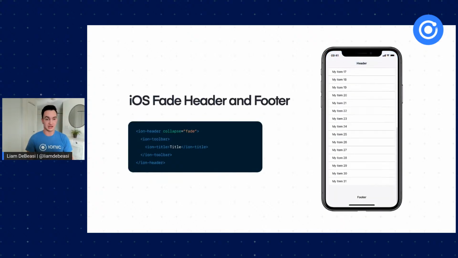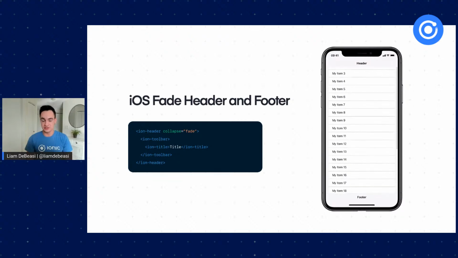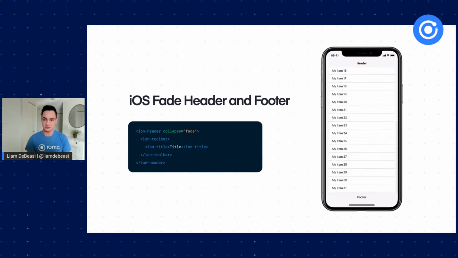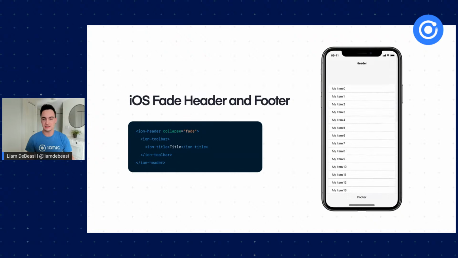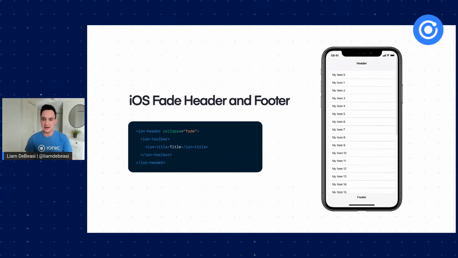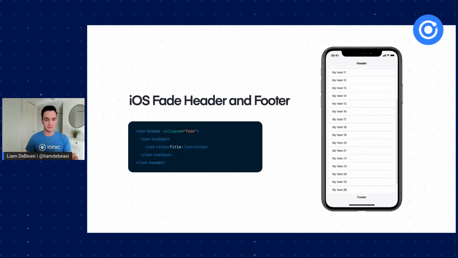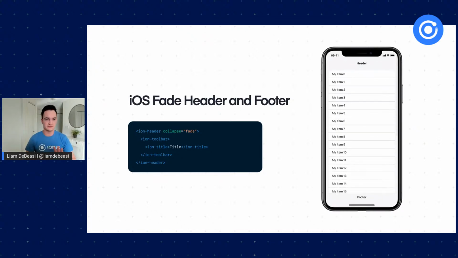One of our new iOS additions is the fade header and footer. This one I really like. It's a very subtle effect, but I've been seeing it all across iOS recently. Basically, when you start your view, the header and the footer background color is transparent, it's invisible. And as you scroll, the background color will fade in. This is a pretty new effect.